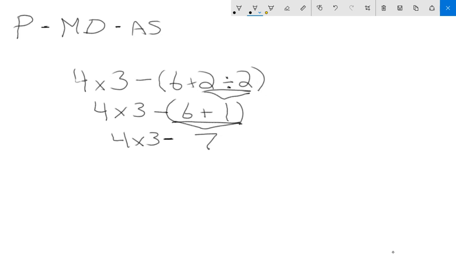So again, new expression, go back. Are there any parentheses? No. Is there any multiplication or division? Yes. So that gets done next. Here we go. 4 times 3 is 12.